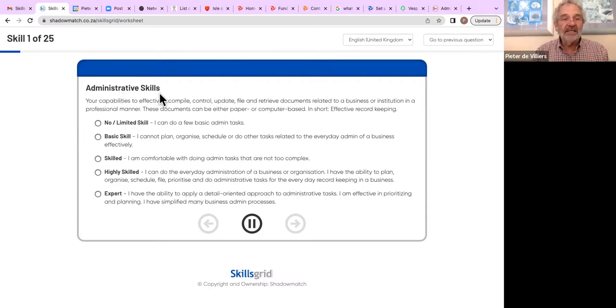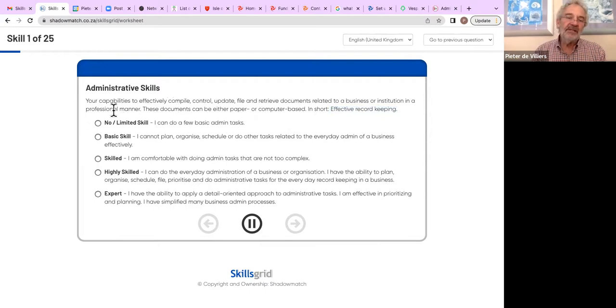Now, how it works, it defines the skill and then it describes the skill, and then there are 5 levels. Your capabilities to effectively compile, control, update, and file and retrieve documents related to a business or institution in a professional manner. These documents can be either paper or computer-based. In short, effective record keeping. So that is the summary of the skill.